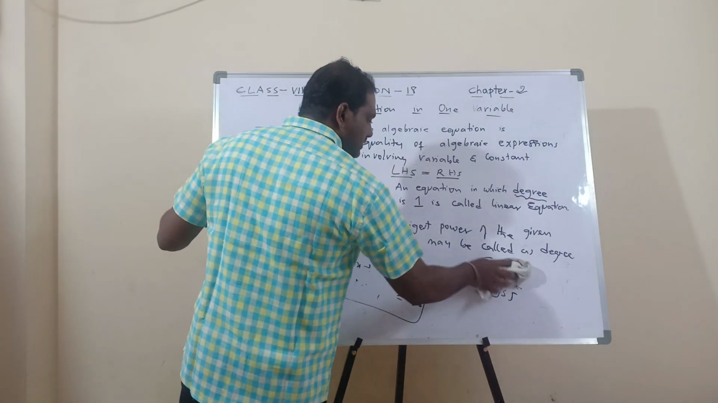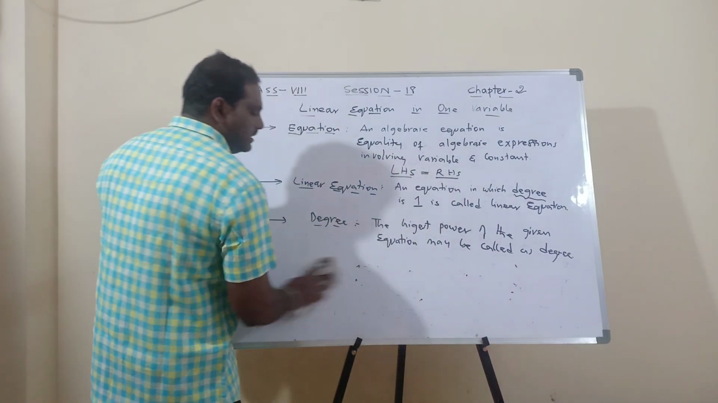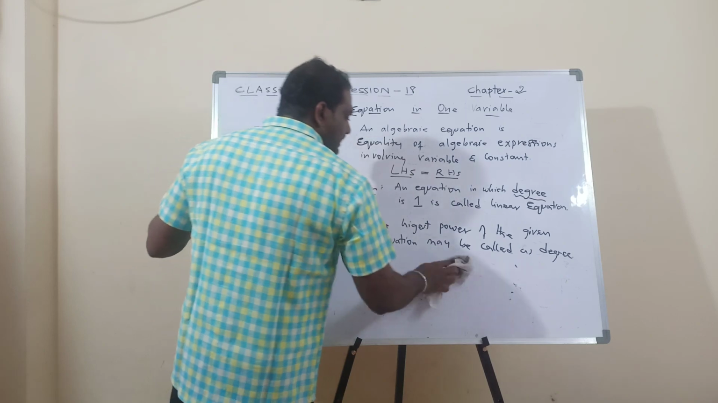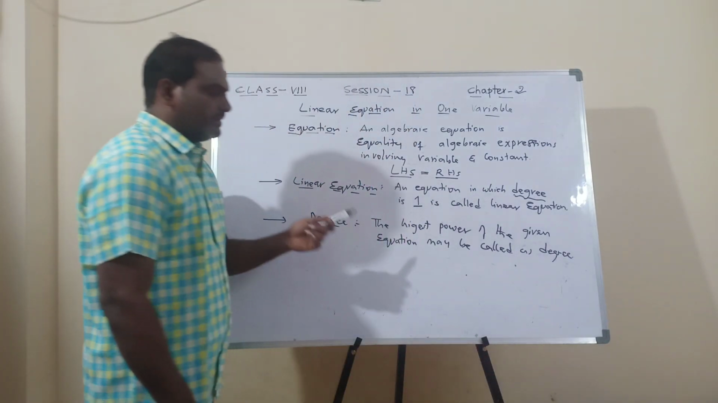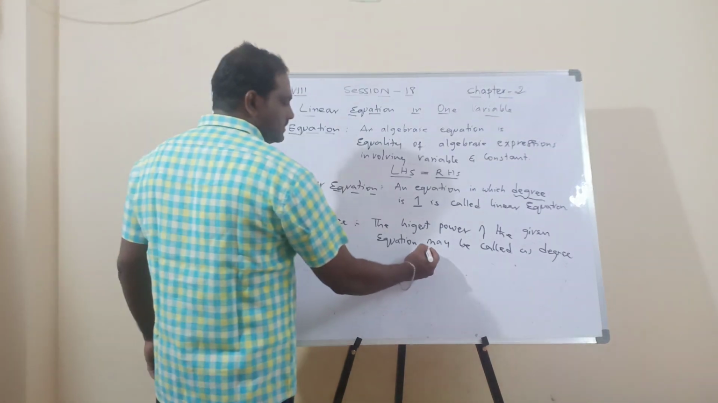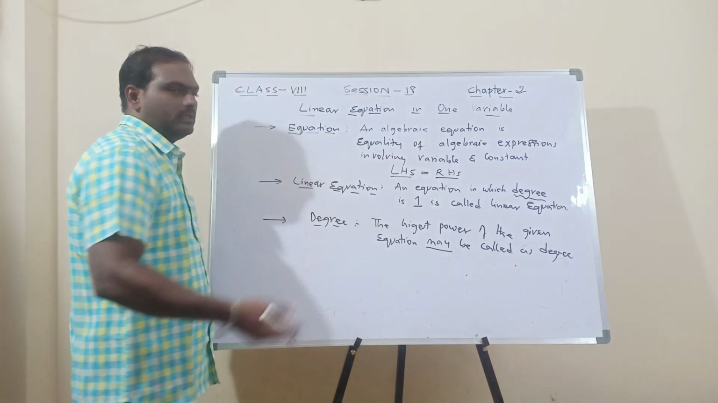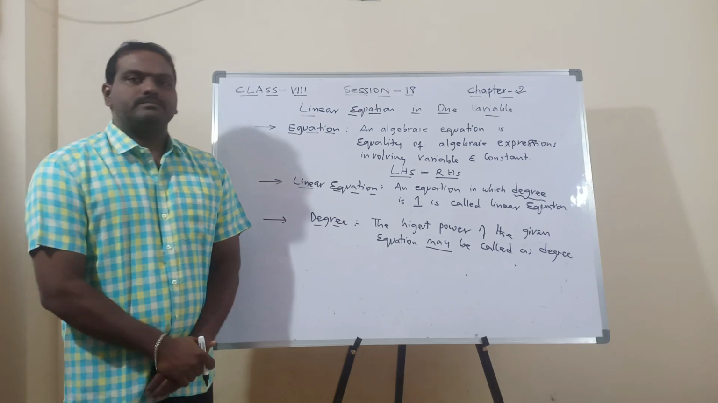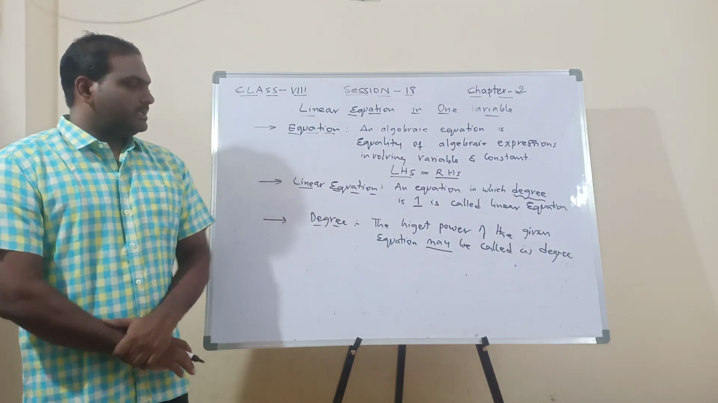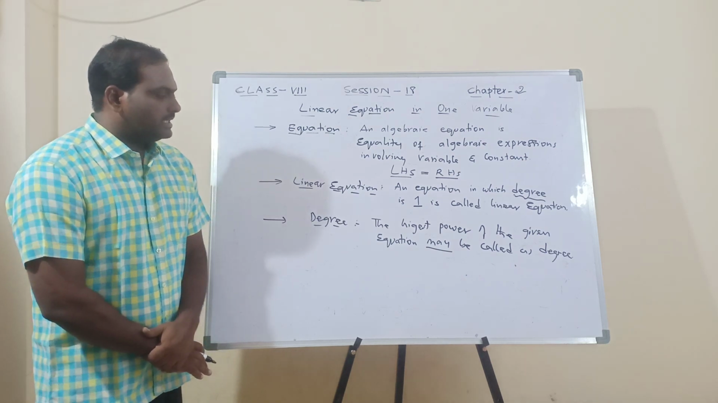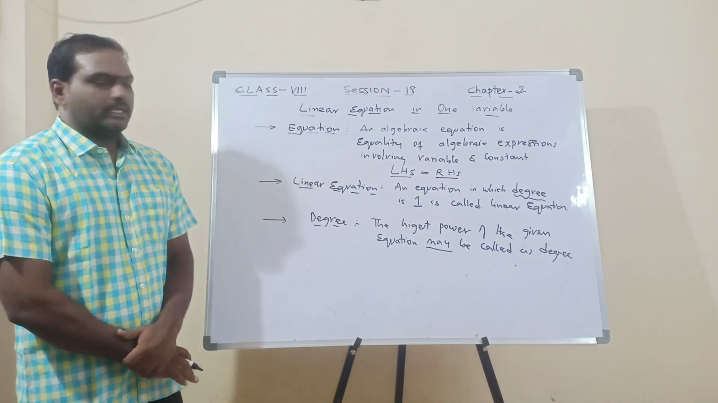may be called so, because degree has a lot of definitions. For 8th class standard students, for your convenience, I am giving this definition. That's why I used the words 'may be called'. This may be one of the definitions. Now we'll work on this. Degree: the highest power of the given equation is called the degree.